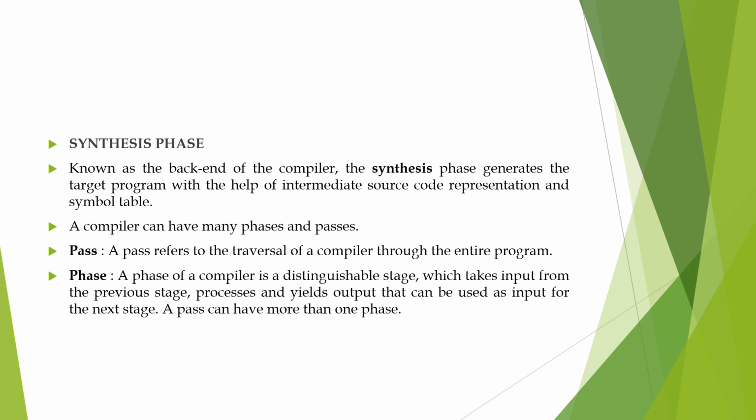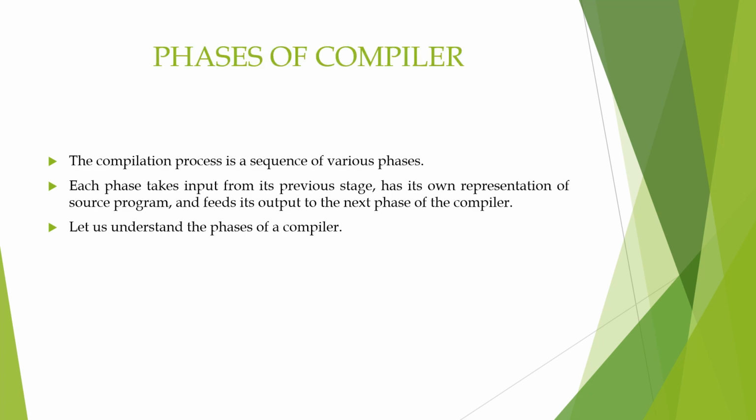A pass refers to the traversal of the compiler through the entire program. A phase of a compiler is a distinguishable stage which takes input from the previous stage, processes it and yields an output, which can be used as input for another phase or the next stage. That is a phase. A pass can have more than one phase. Next comes the important topic, the phases of a compiler.